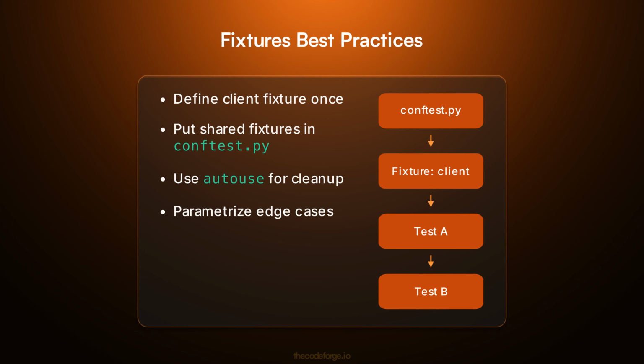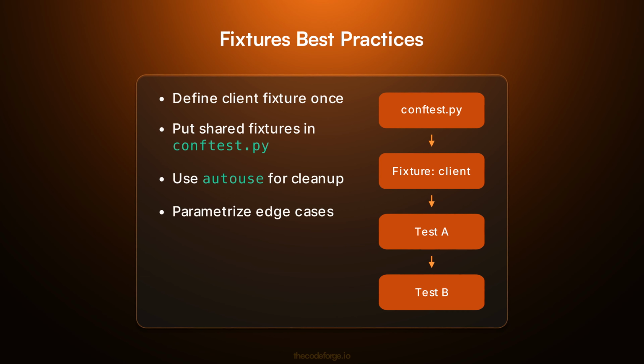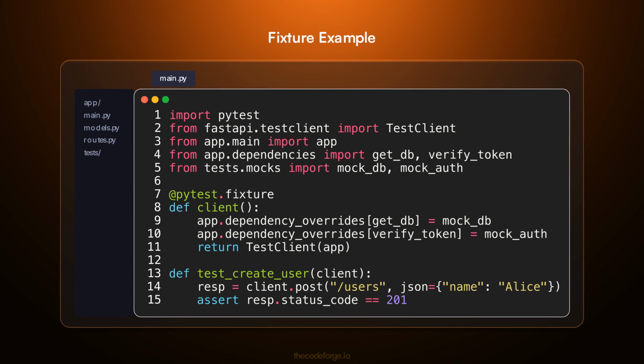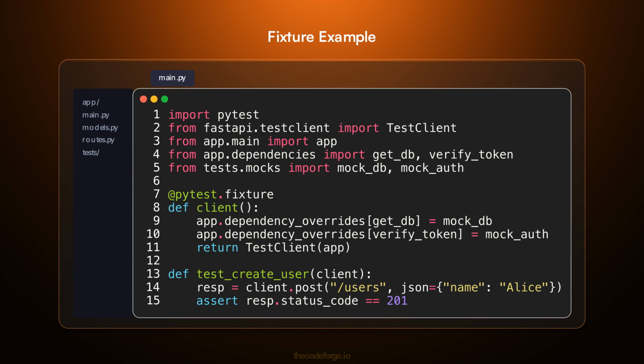If you write a TestClient in every test function, you're doing it wrong. Define a fixture that builds your app, applies overrides, and returns a client. Every test function that needs it just declares it as a parameter. This fixture sets up overrides and returns a TestClient. Put shared fixtures in a conftest.py at the root of your test directory, and PyTest auto-discovers them.